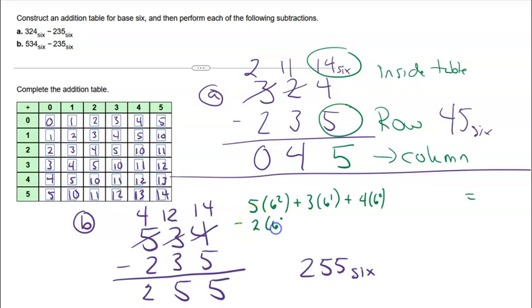And then I'm going to subtract 2 times 6 squared plus 3 times 6 to the first plus 5 times 6 to the 0. And that's going to give me a number. So I went ahead and wrote my numbers down. 202, subtract 95. Remember, this is just base 10, is 107.